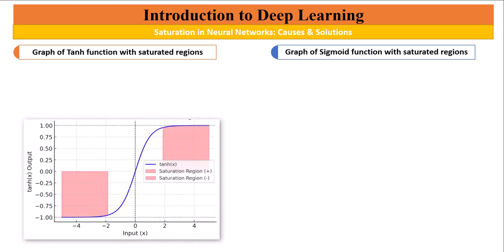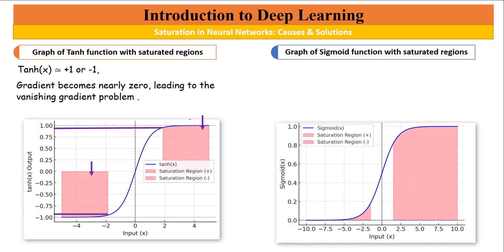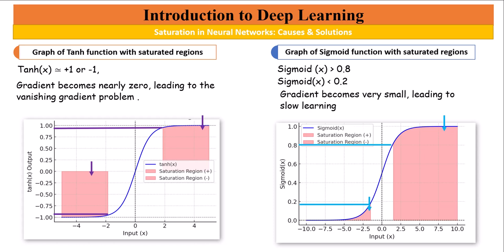The graph of the tanh function shows that the output of the tanh function in the saturated regions is close to +1 or -1, making the gradient nearly 0 and leading to the vanishing gradient problem during training. The graph of the sigmoid function shows that the output of the sigmoid function in the saturated regions is close to 0 or 1. Saturation occurs when the output of the sigmoid is greater than 0.8 or less than 0.2. In these regions, the gradient becomes very small, leading to slow learning or vanishing gradient.